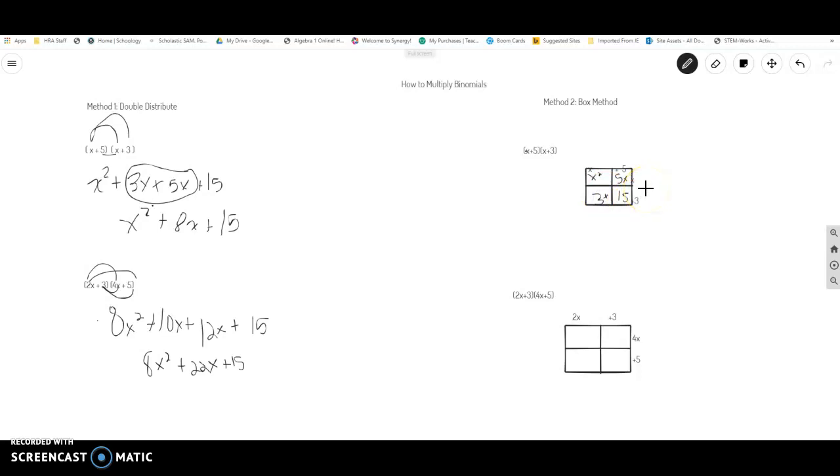Now remember, when you're doing lattice multiplication, you add everything diagonally. So you're going to bring down your 15. Then you're going to add your 5x and your 3x to get your 8x. And then you're going to bring down your x squared.